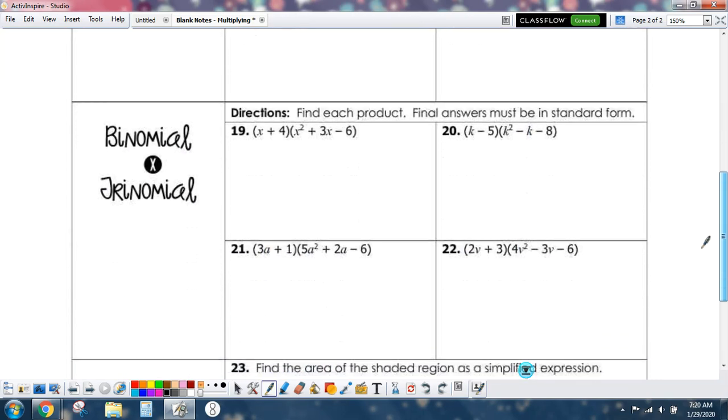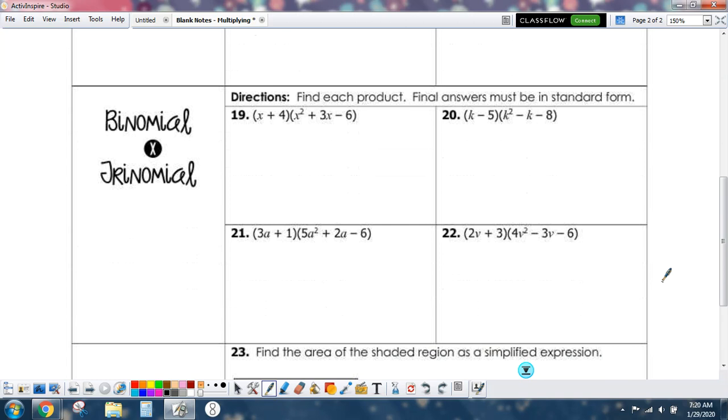It's the same process. So you're still doing your first, and you're multiplying it by everything in the second one, and then you're doing your last and multiplying by everything in the second one. So there's going to be more numbers this time because there's more in the trinomial than there is in a binomial. So we're going to go ahead and distribute my x first to my x squared. Okay, so x times x squared is going to get me x to the third. And then I'm going to do my x times my 3x. Okay, and that is 3x squared. And then I'm going to do my x times negative 6, which becomes negative 6x.